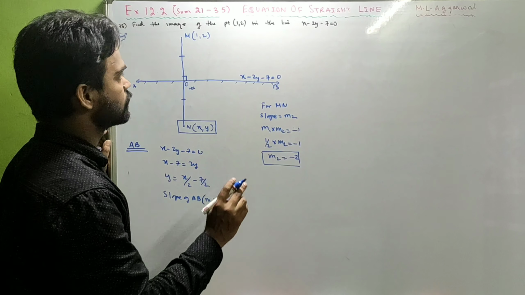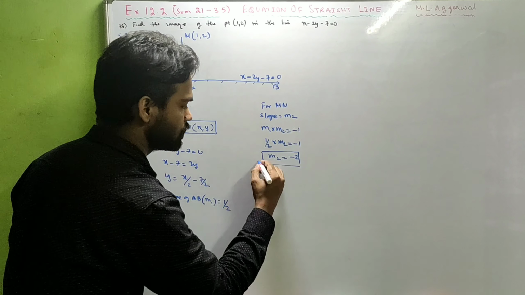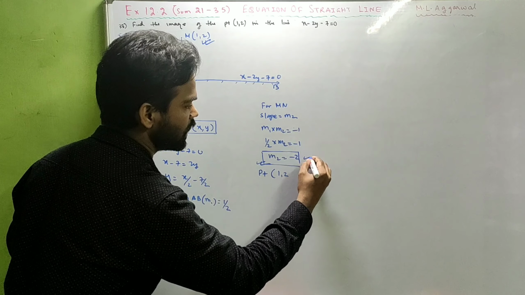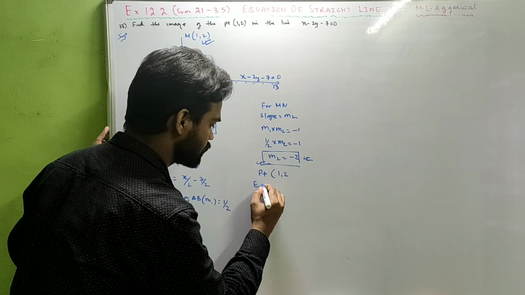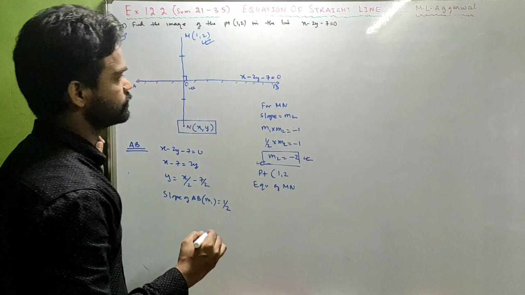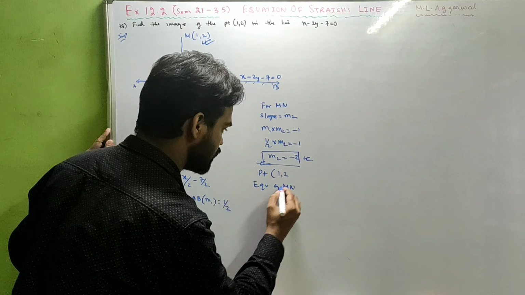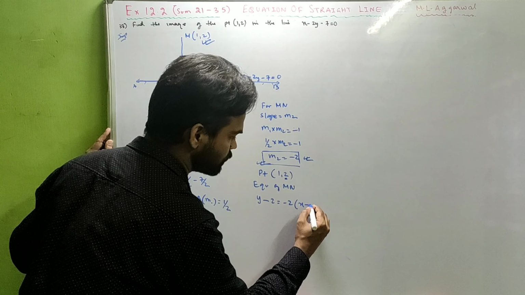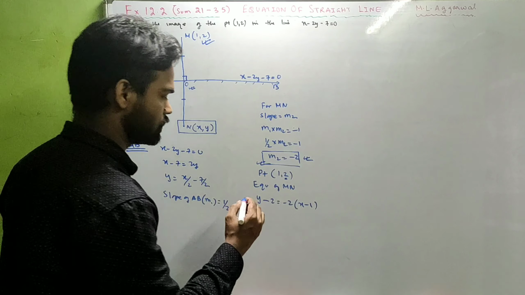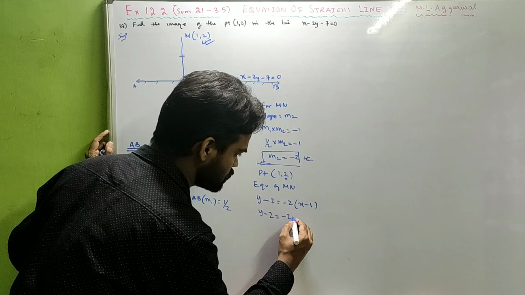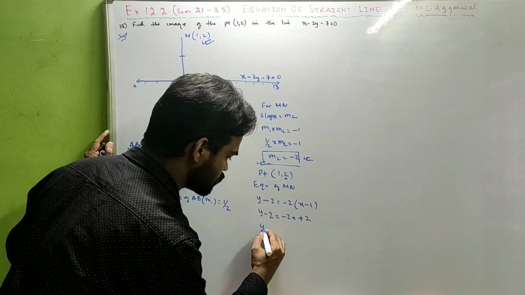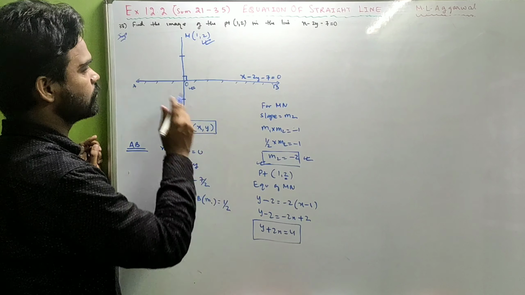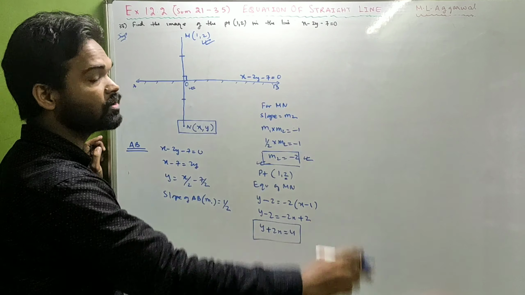Okay, now look, I'll find the equation of MN. How? The slope of MN is known, and one of the points is known. The point is (1, 2), and the slope is known. So the equation of MN will be y minus y1 equals m times (x minus x1). So y minus 2 equals minus 2(x minus 1), which means y plus 2x equals 4. So that is the equation of MN, and we have the equation of AB also.